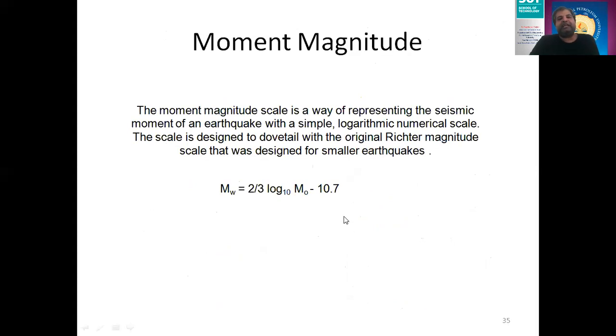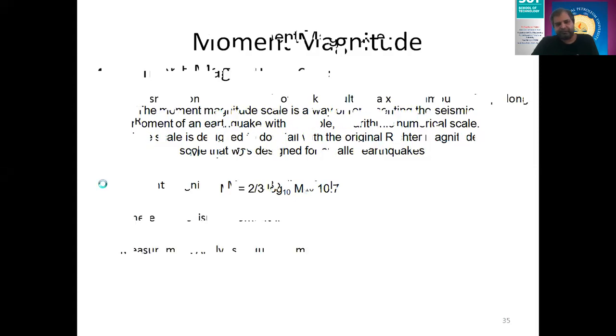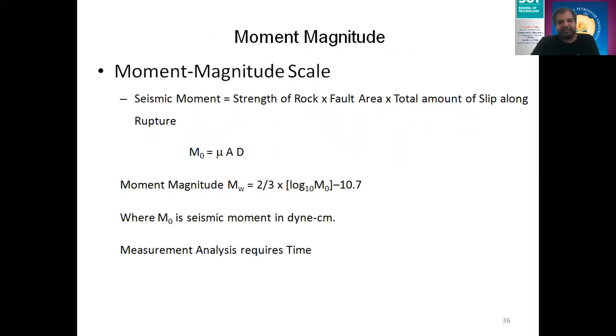If you want to calculate the moment magnitude from the value of M0, which is my seismic moment, then you can use this particular equation. The moment magnitude scale is a way of representing the seismic moment of an earthquake with a simple logarithmic numerical scale. The scale is designed to dovetail with the original Richter magnitude scale, which was designed for smaller earthquakes. So once you calculate the value of M0, you put it here, and you will get the value of MW, which is your moment magnitude, from this very simple equation. So this is the explanation.